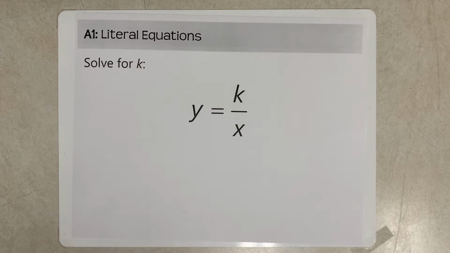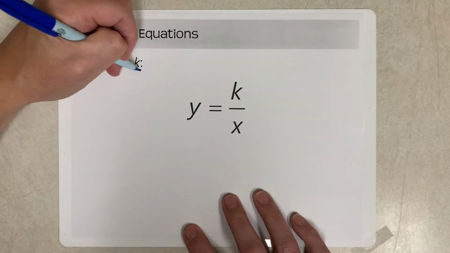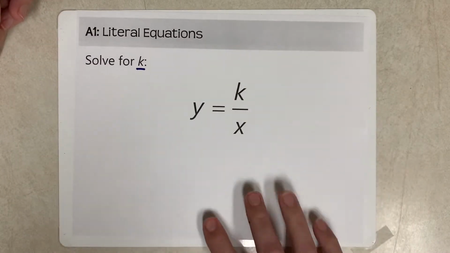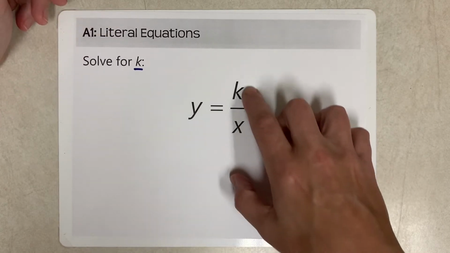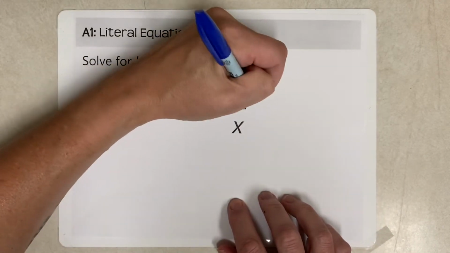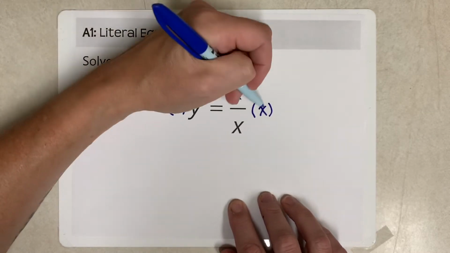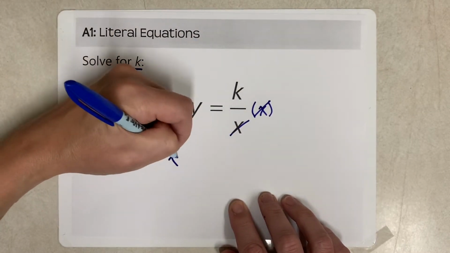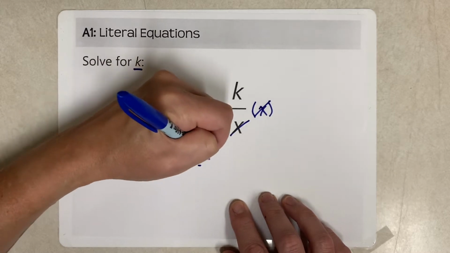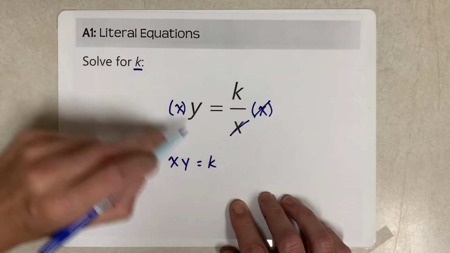In this one, I want to solve for k. So I want that k by itself. Well, it's being divided by x, and the opposite of division is multiplication. So I just need to multiply both sides by x. Now they'll cancel, and x times y is equal to k. Is k by itself? Yes.